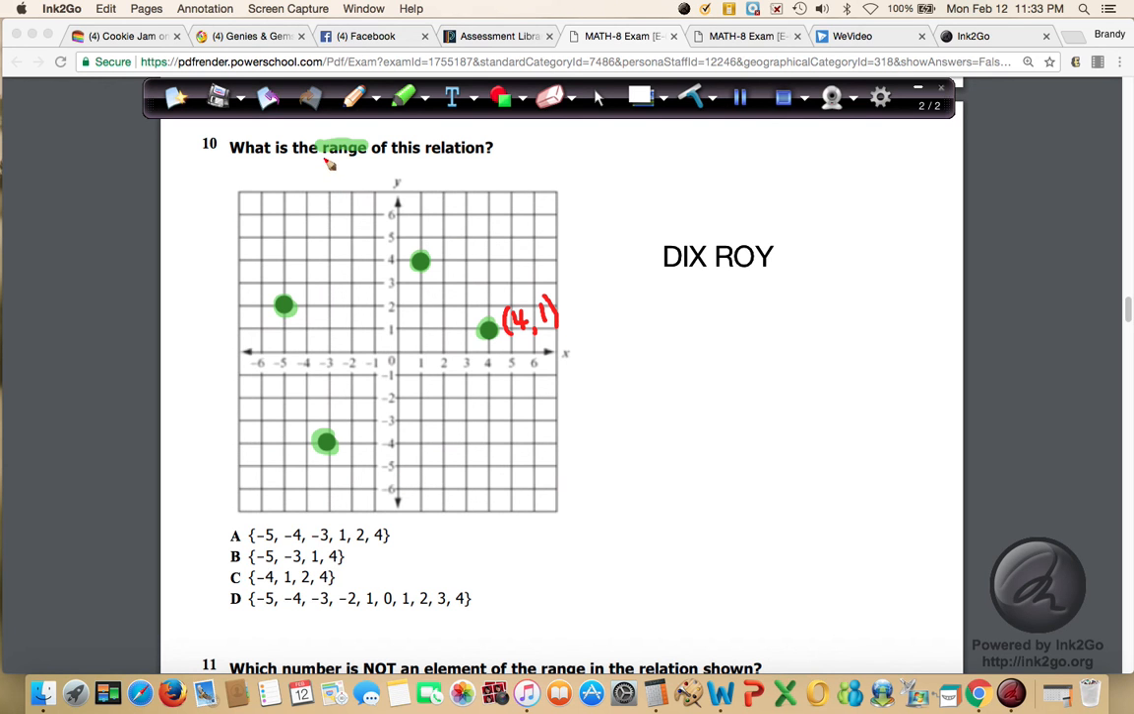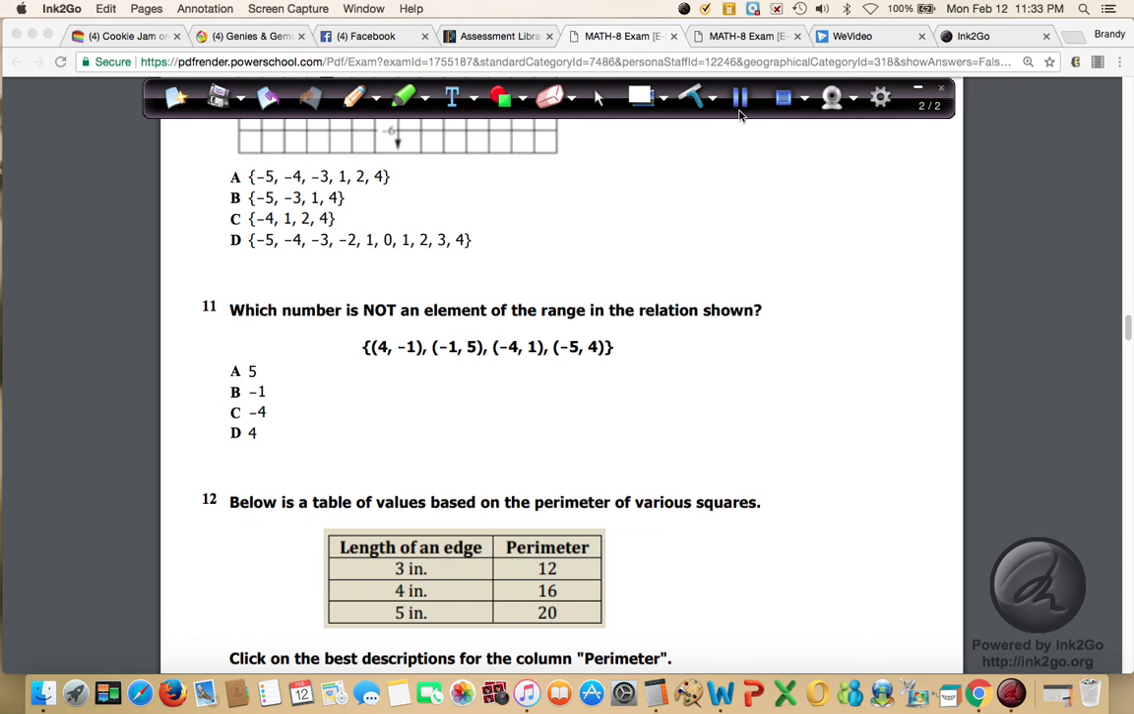Find what you need for range. That's your key. Mark the answer that you think is right. Pause the video, do some math, and I'll see you on the next one.